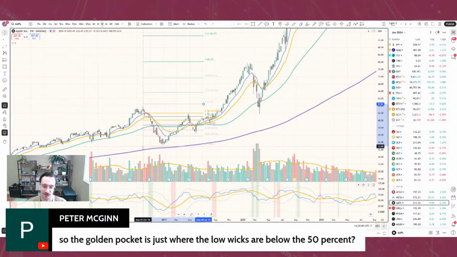Feel free to take a screenshot or anything, or I can always DM anybody who's interested, but these are the ranges that I use. Yeah, no problem, Peter. Thanks for asking.